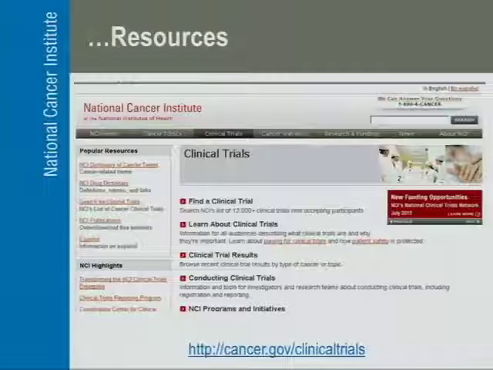And then finally, the last resource is the National Cancer Institute. They have information to find a clinical trial, which is linked into clinicaltrials.gov, as well as more about clinical trials in general, and then specifics related to specific types of cancer.